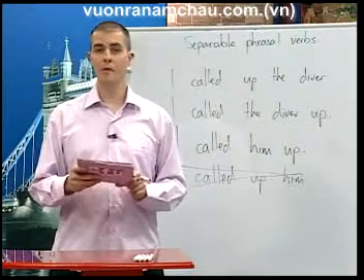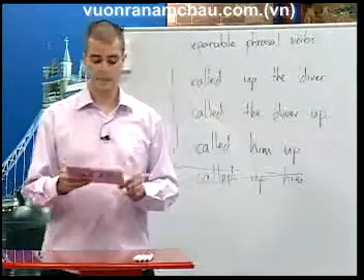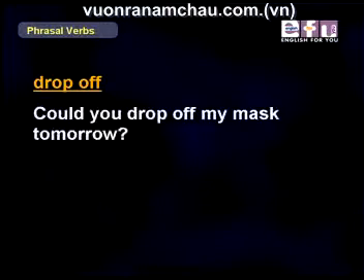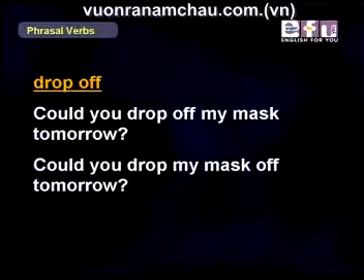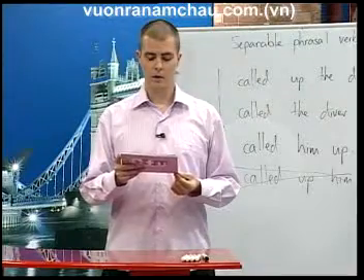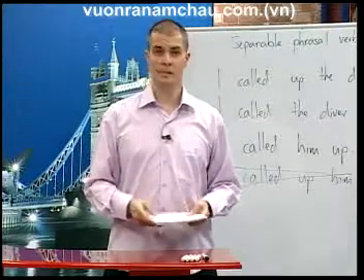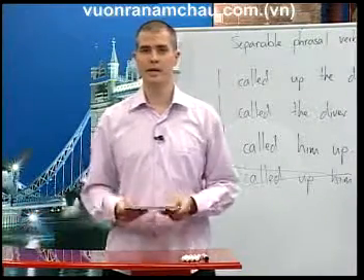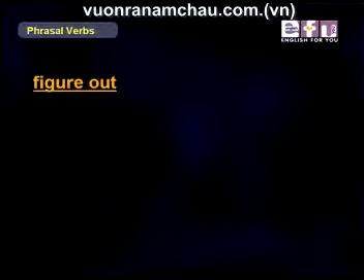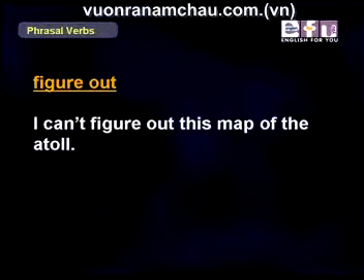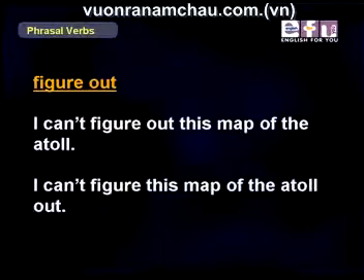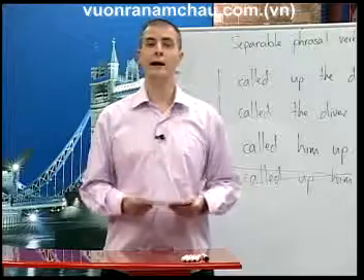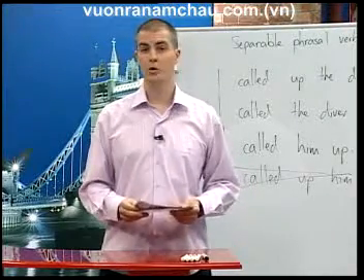Some other examples of this type of phrasal verb are: drop off. Could you drop off my mask tomorrow? Could you drop my mask off tomorrow? To drop off means to take something or someone somewhere and then leave that person or that thing in that place. Figure out. I can't figure out this map of the atoll. I can't figure this map of the atoll out. To figure out means to understand or to solve.